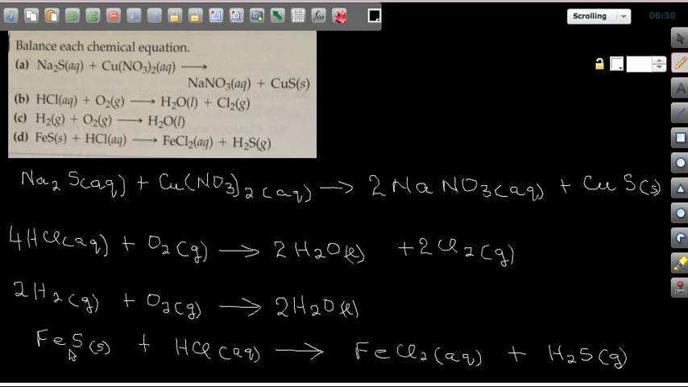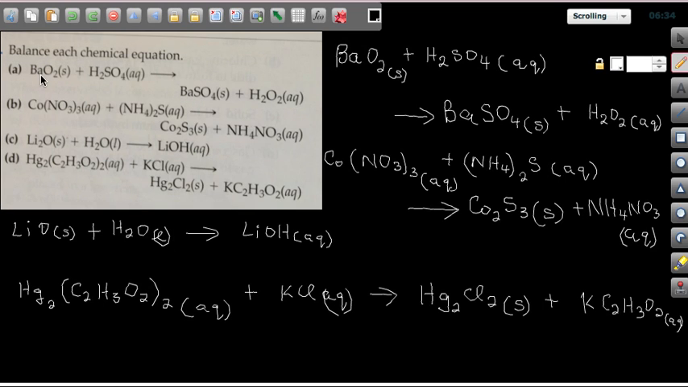Iron sulfide and hydrochloric acid gives me iron chloride and dihydrogen sulfide. I have 1 iron, 1 sulfur, hydrogen I have 1 and there's 2, so that's not balanced. Neither is chlorine. So let me try putting 2 here. That balances the chlorine and it actually also balances the hydrogen. So now this is a balanced chemical equation.